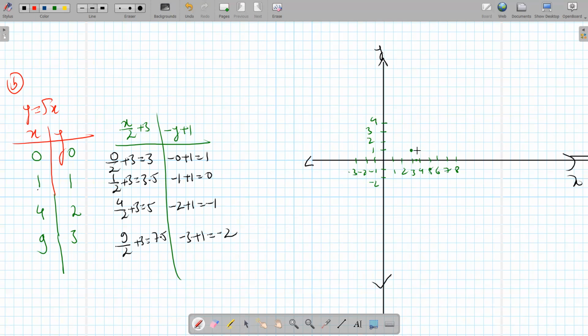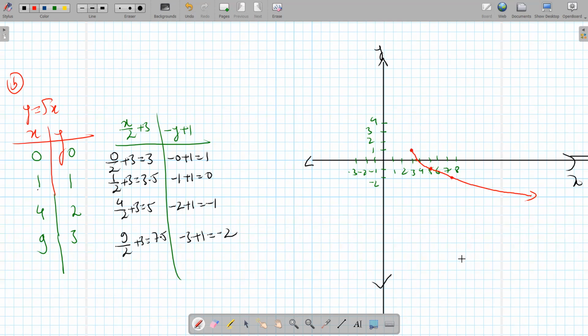Let me use a different color. So 3.5, 0, this was 3, 1, and 5 and -1 is right there. What's the next one? 7.5 and -2. And then we're going to join the dots and just extend it. There we go. That's the final answer. Make sense?